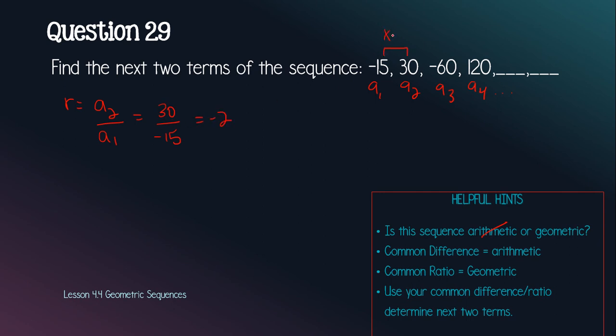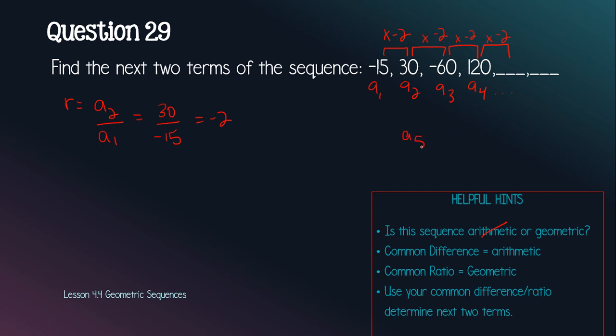So what we're saying is that negative 15 times negative 2 gives me positive 30. Positive 30 times negative 2 gives me negative 60. Negative 60 times negative 2 gives me 120. So I want to do the same thing. I want to multiply 120 by negative 2.